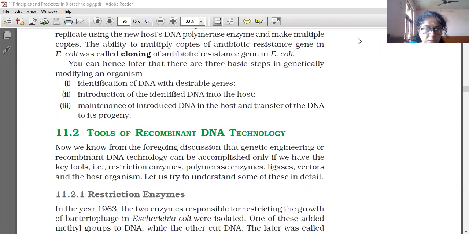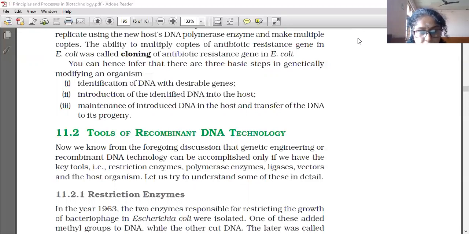Good morning, students. Today we are going to start with tools of recombinant DNA technology. In the last session, we had already discussed recombinant DNA technology. The word recombinant means breaking once and again combining. So, what are the tools required for this technology?